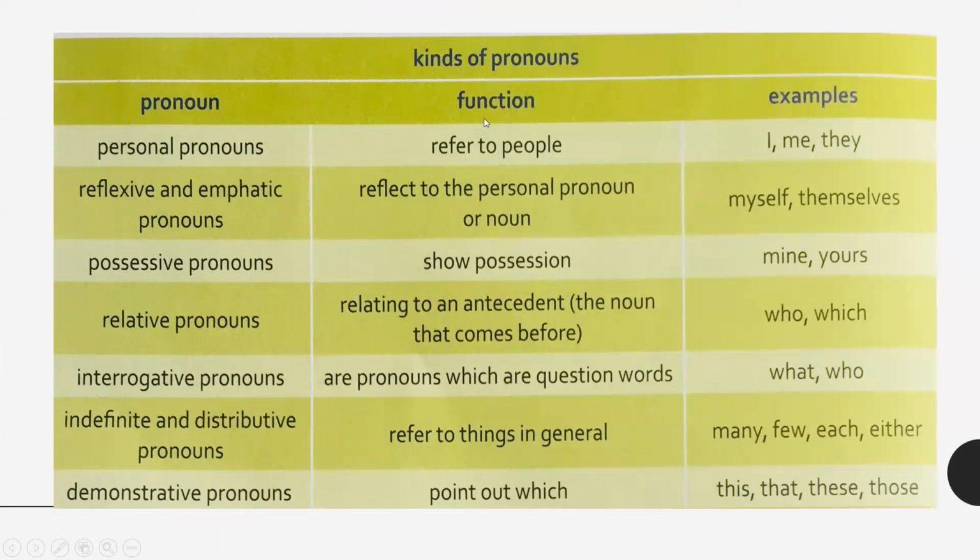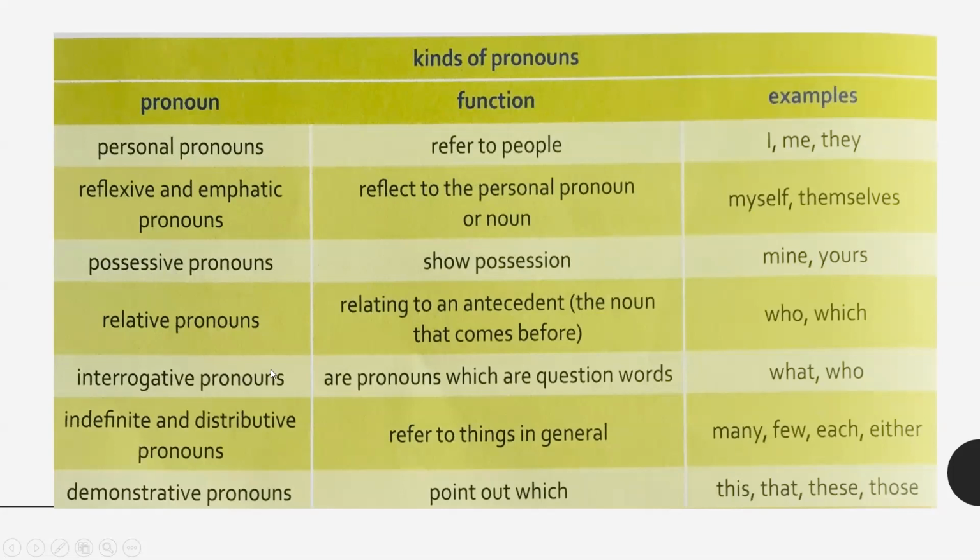Now these pronouns, what do they do? Personal pronoun is used to refer to people such as I, me, they. Reflexive and emphatic pronouns are used to reflect to the personal pronoun or noun. Examples are myself, themselves. Possessive pronouns are used to show possession. Examples, mine, yours. This we are not going to discuss.